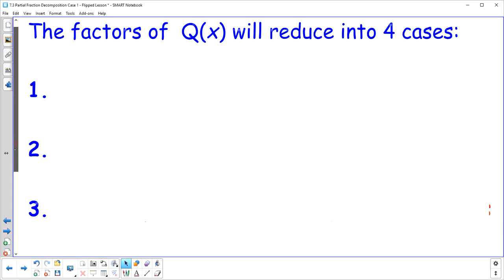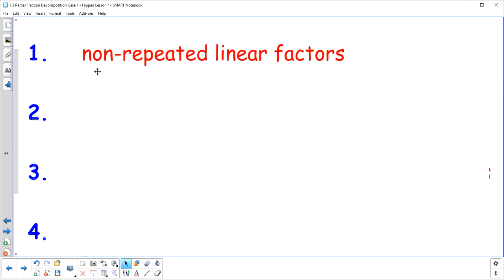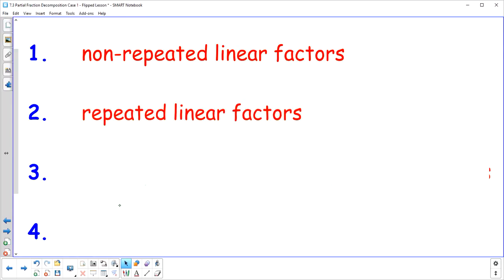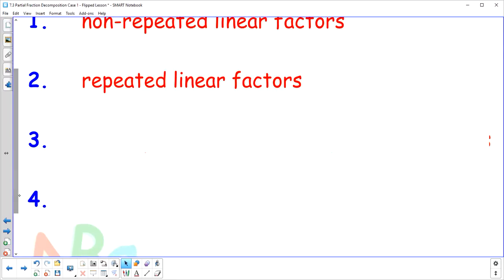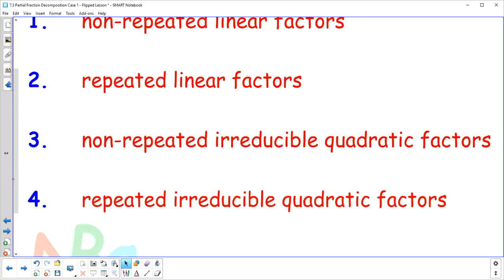So the factors of q of x will reduce into our 4 cases like we just talked about. We can either have non-repeated linear factors, meaning every factor that we create is distinct, it's not repeated. We could then also have repeated linear factors, which changes the process just a little bit. Or we could have a combination of linear factors and non-repeated irreducible quadratic factors. And the last one could be repeated irreducible quadratic factors.